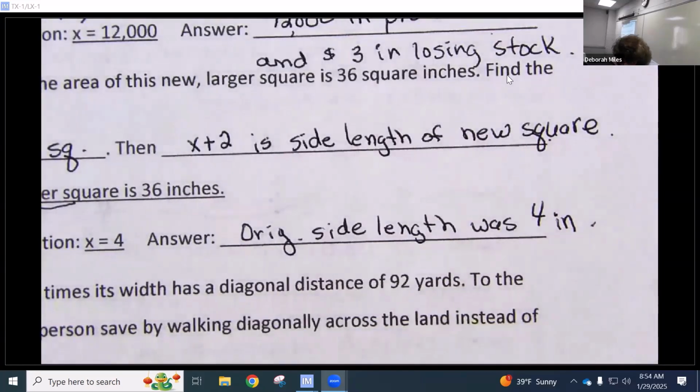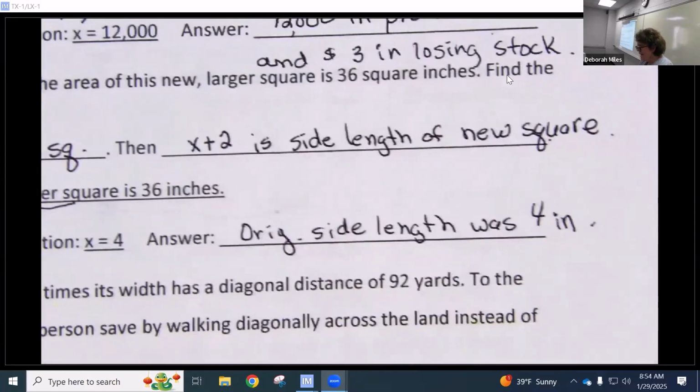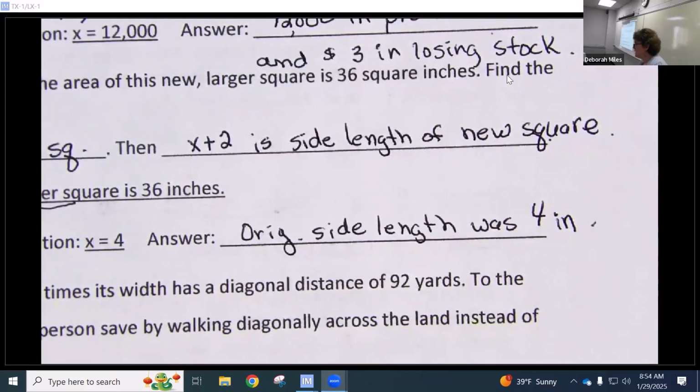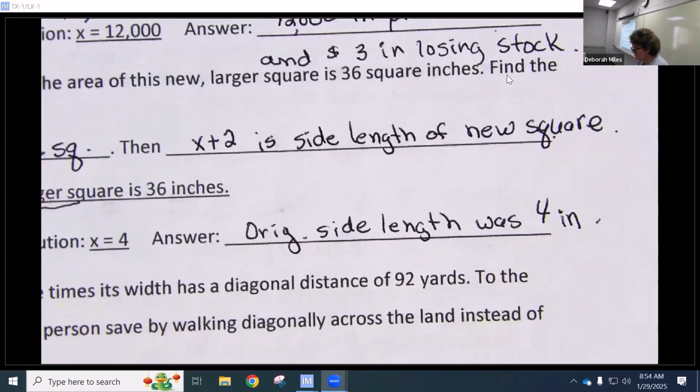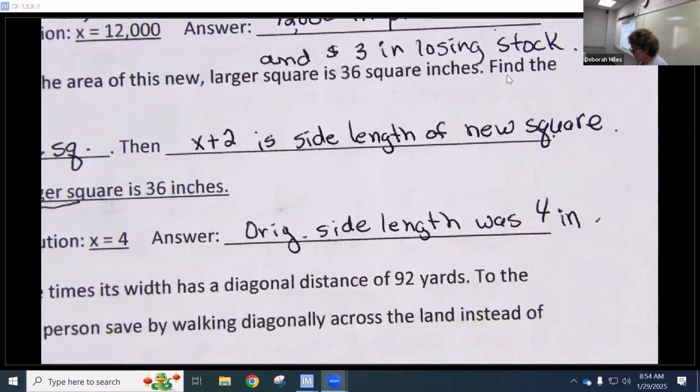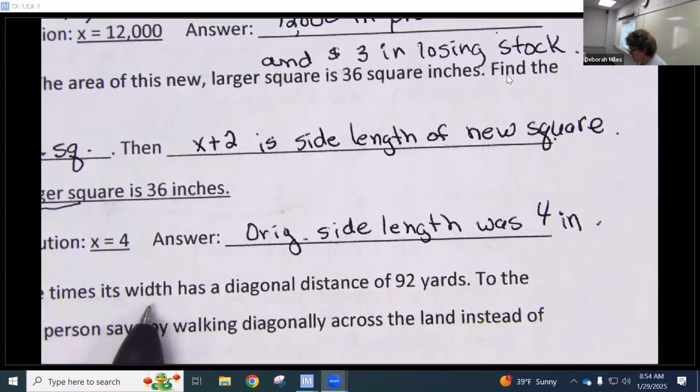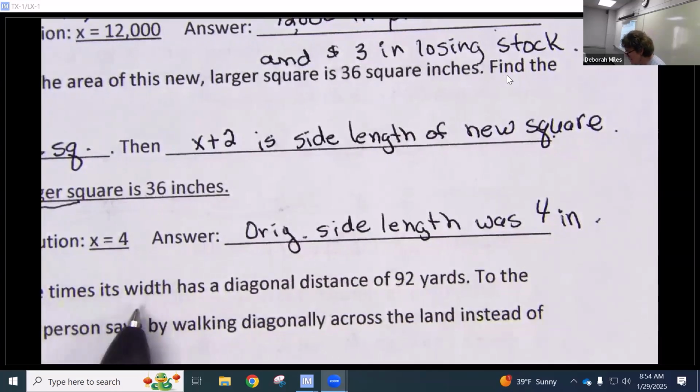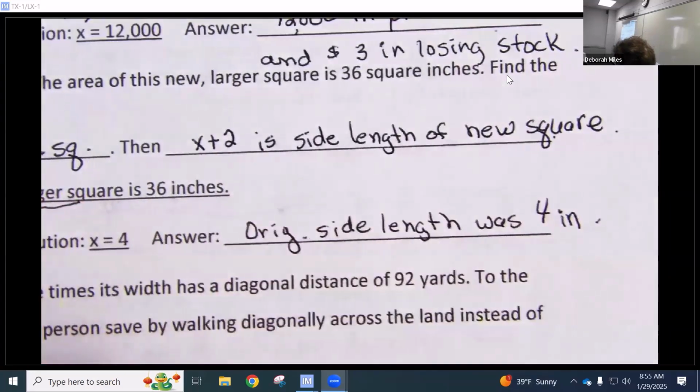Okay, all right, last one we have time for. A rectangular piece of land whose length is 3 times its width has a diagonal distance of 92 yards. Can you picture that? It helps me to draw it. Here's my rectangular piece of land. The length is 3 times its width. What do you think I'll call x? You tell me the length is 3 times the width. I'm going to call the width plain old x.